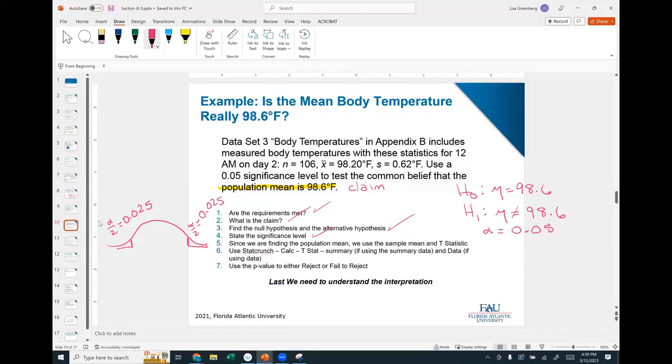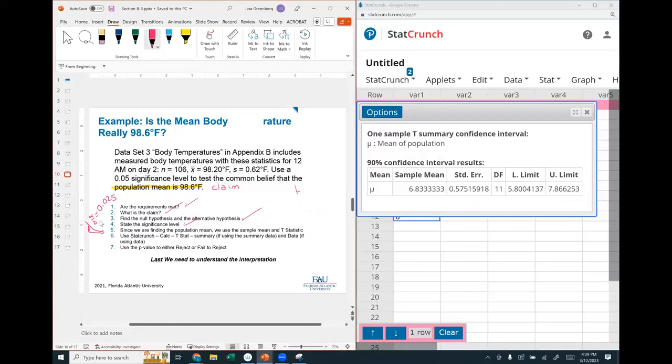So we go to StatCrunch, Calc, T-Stat, Summary, which is what we have this time, summary data. Or if we had the full data, we would go to data. And then we find our p-value. So let's do it.